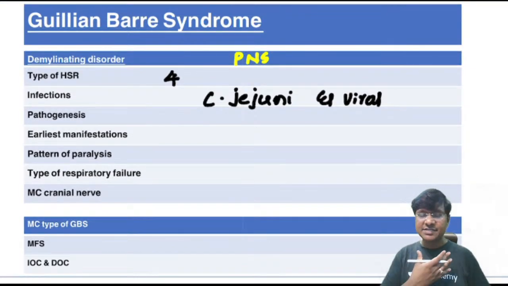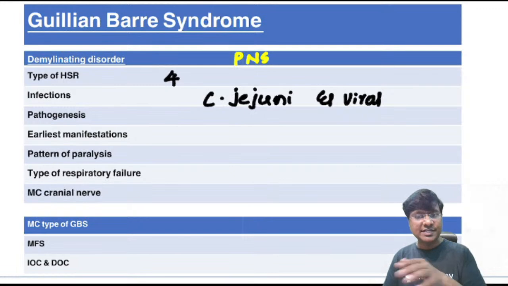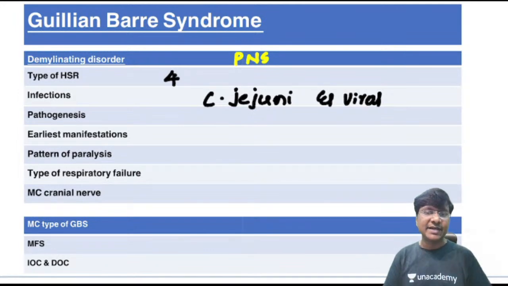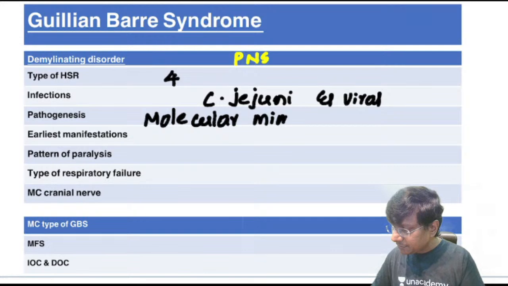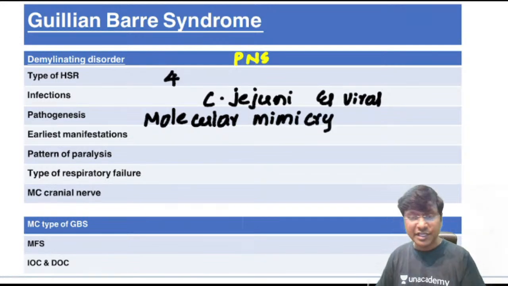So what exactly happens is our immune system will produce antibodies against these organisms, and the antibodies produced against these organisms will cause the demyelination. Okay, so that means they will come and attack the myelin sheath. This we call molecular mimicry, right, it is your autoimmunity.